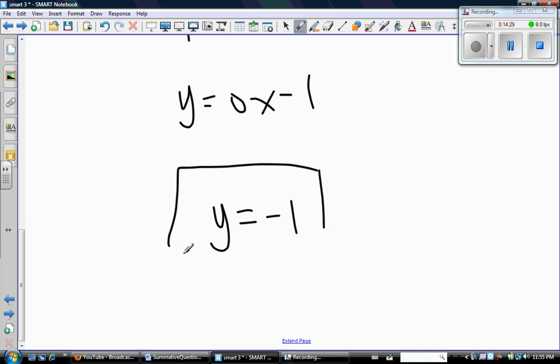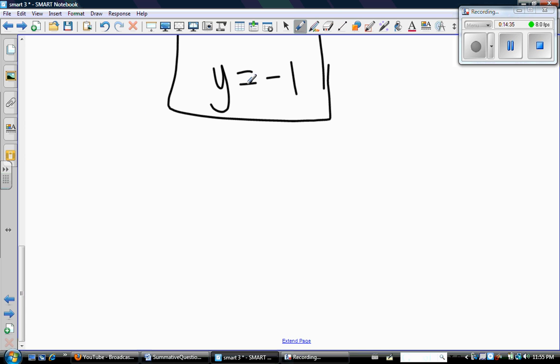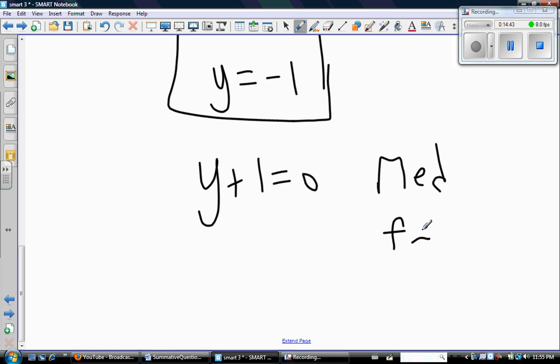Now, hopefully you didn't have to do all that math. You know that a horizontal line simply has the equation y equals something. And in this case, it was y equals negative 1. If you want that in standard form, here you go. And that's the median from P.